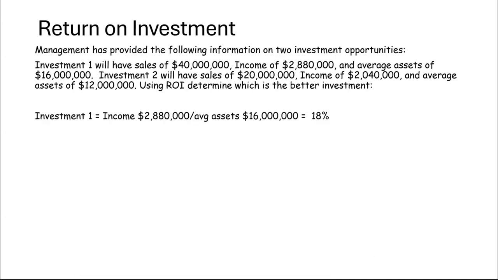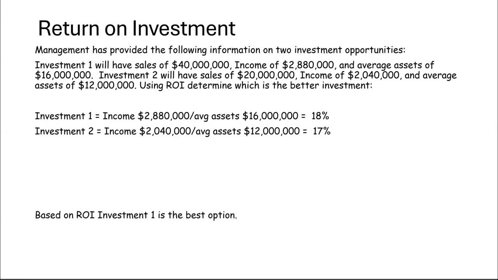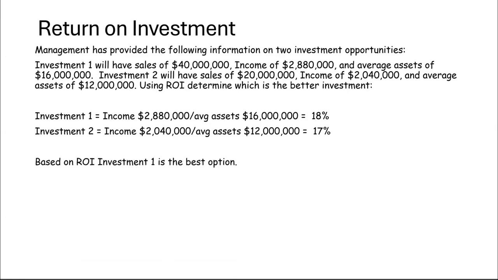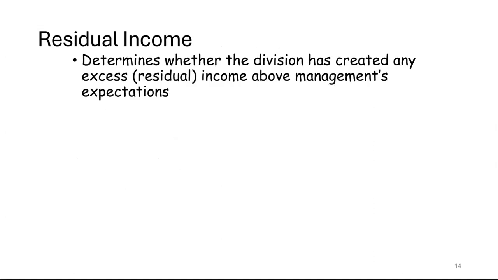So, for investment 1, we get 18%. For investment 2, we get 17%. Personally, that'd be too close to call, because with 1%, you've got to remember those sales are estimates along with the income. So that'd be a close one to call. But based on this, we're saying, okay, maybe investment 1, but I'd say too close to call.